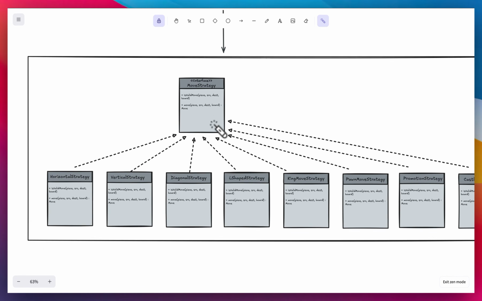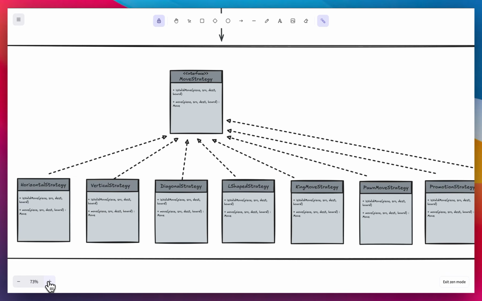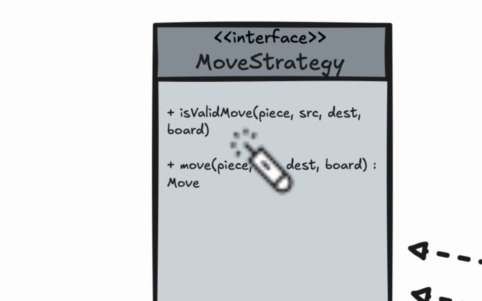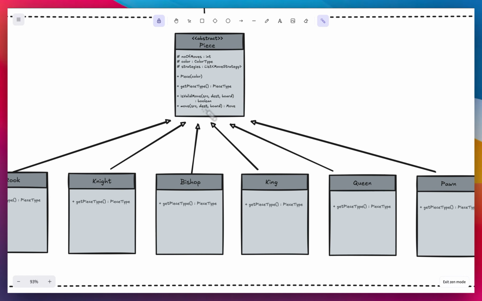Okay. And by the way, this move strategy would have two different kinds of functions. First is isValidMove, which will check whether a particular move can be performed or not, and the second is actually performing that move. Okay, so these were the two functions.